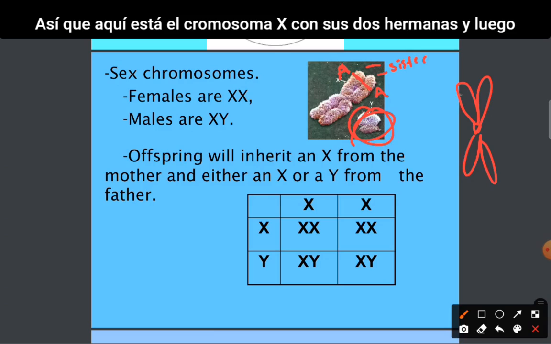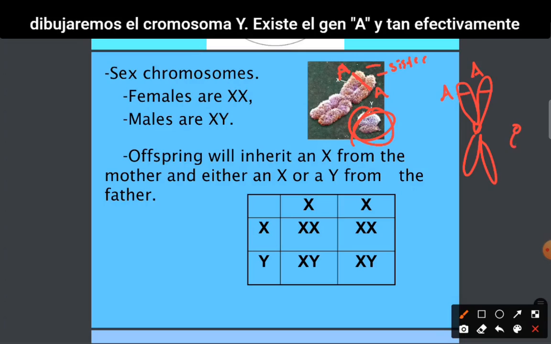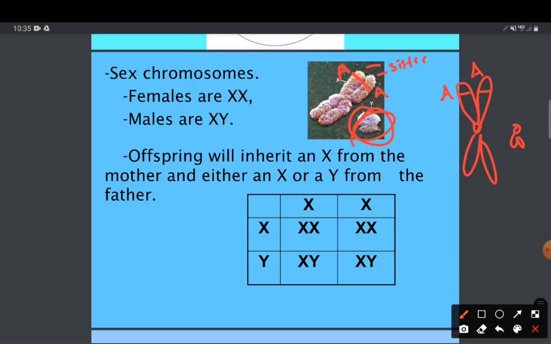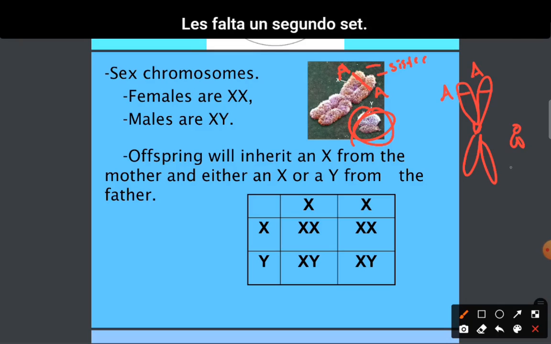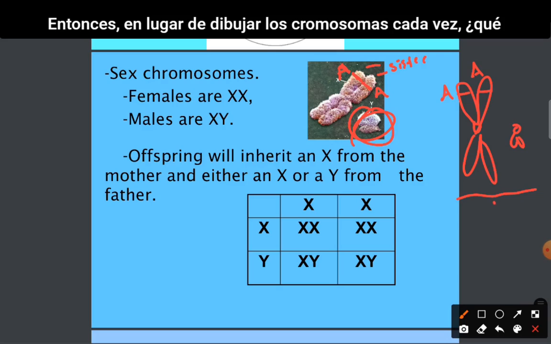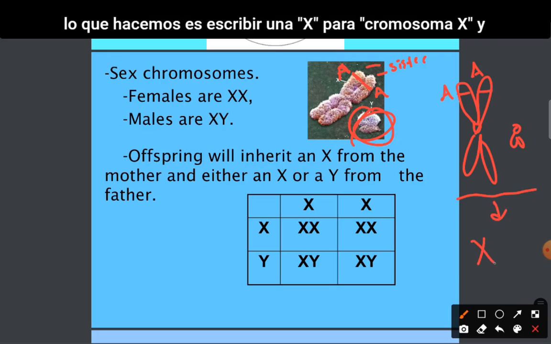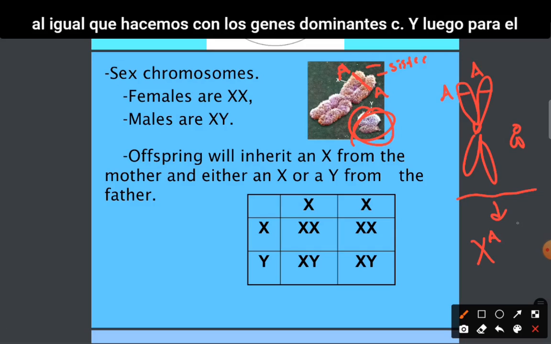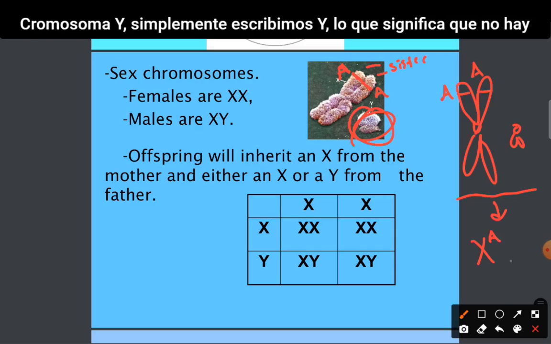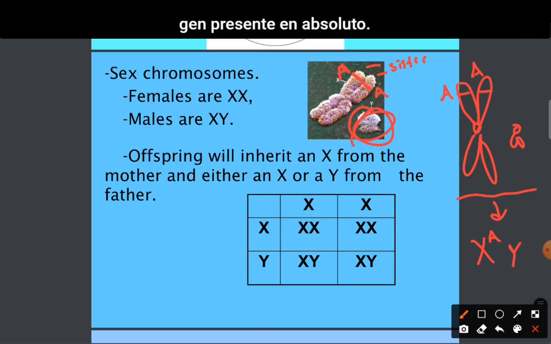So here's the X chromosome with its two sisters. And then we'll draw the Y chromosome. There's no gene A. And so effectively, this is haploid. Males are haploid. They're missing a second set. And so instead of drawing the chromosomes every time, we just write an X for X chromosome and put a superscript on it, just like we do with codominant genes. And for the Y chromosome, we just write Y, which just means there is no gene present at all.